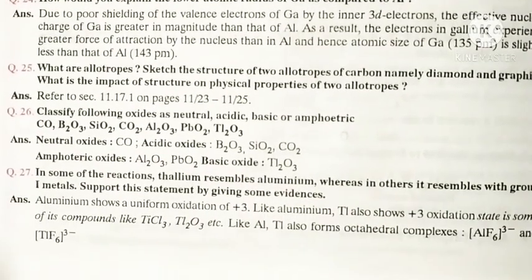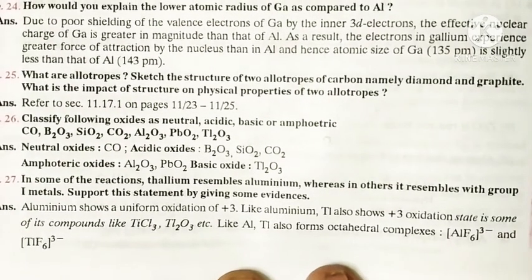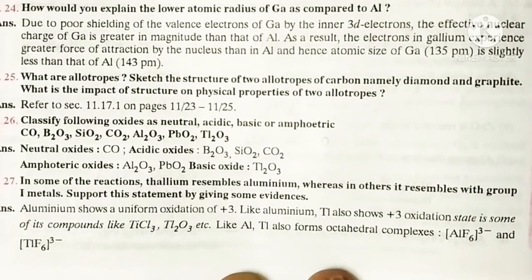Next, question number 27. What is given? In some reactions, thallium resembles aluminium, whereas in others it resembles group 1 metals. Support this statement by giving some evidence. Aluminium shows a uniform oxidation state of +3. Like aluminium, thallium also shows a +3 oxidation state in some of its compounds like TlCl3 and Tl2O3. Like aluminium, thallium also forms octahedral complexes like AlF6 3- and TlF6 3-.